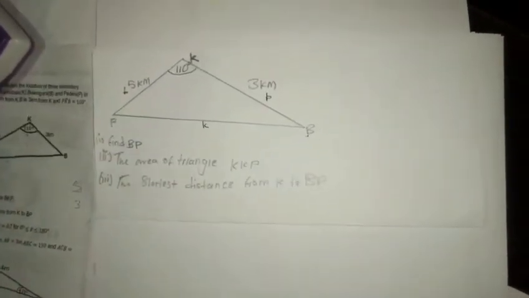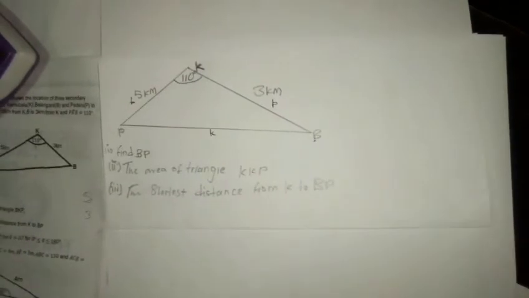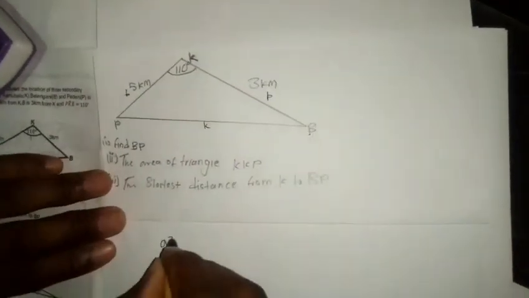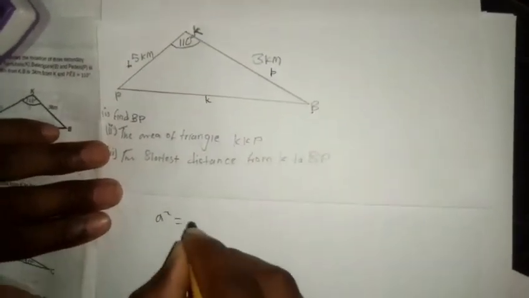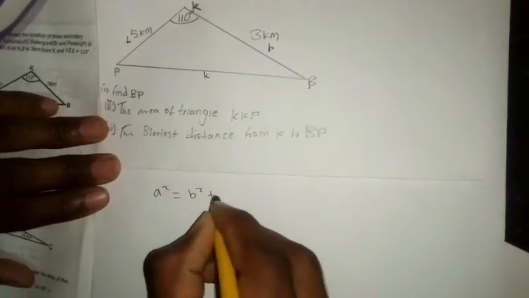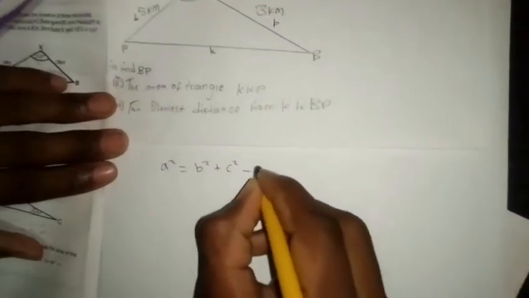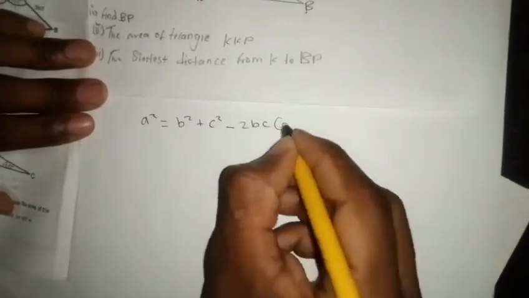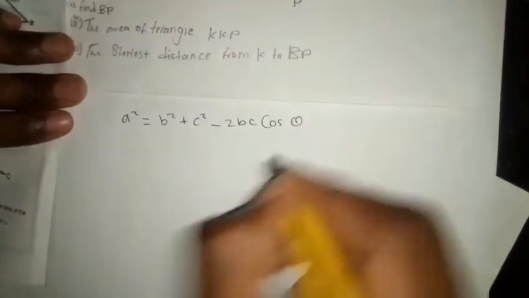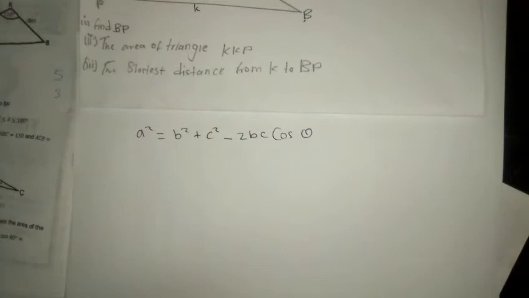Now, the cosine rule is just a simple standard equation: a squared equals b squared plus c squared minus 2bc cos theta. Now, I'll tell you what each of these symbols, or coefficients or letters, stand for.